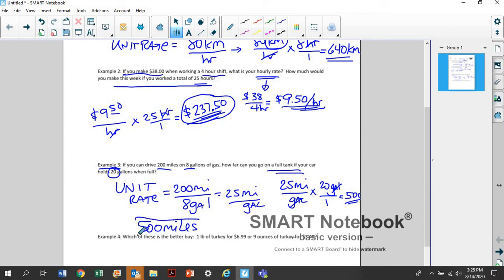I would walk 500 miles, but I don't need to because my car will take me 500 miles. Little 80s music reference there for you. So anyhow, that's the process.